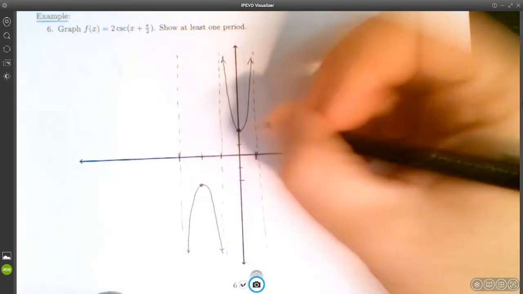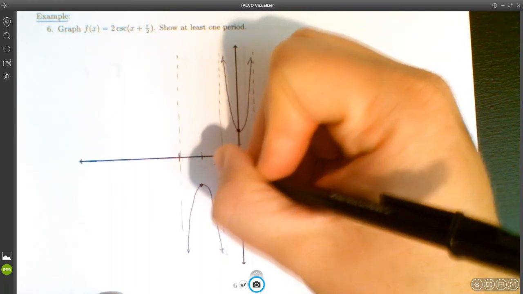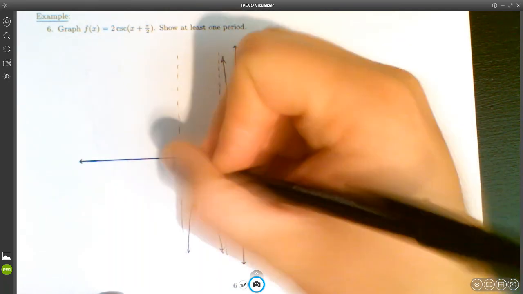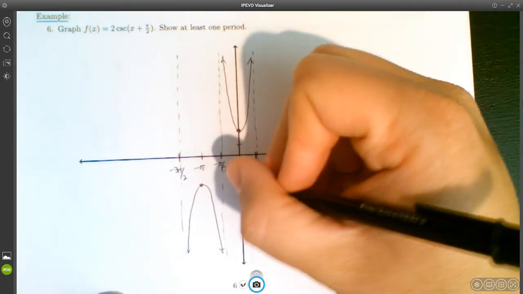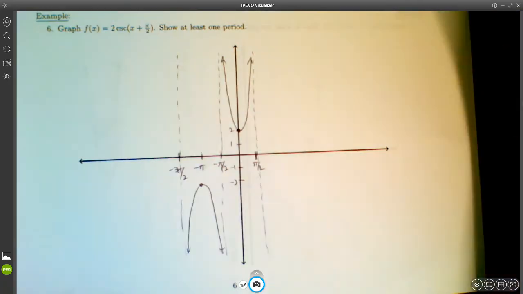Okay, so I can label all this, of course, right? Negative pi over 2, negative pi, negative 3 pi over 2, and of course pi over 2 over here, negative 2, negative 1, 1, 2, and that's that.